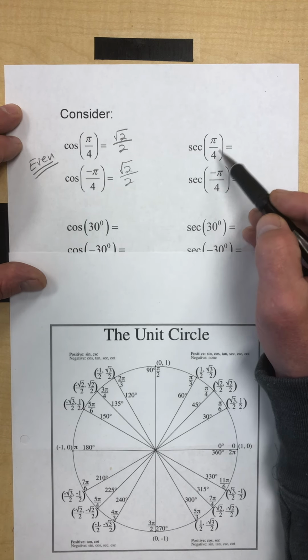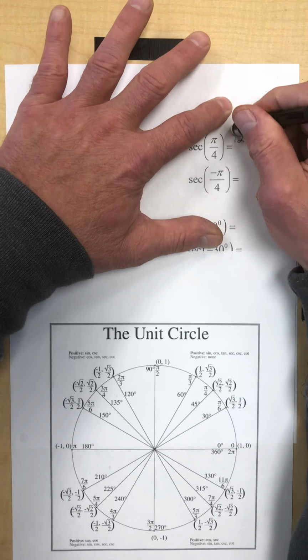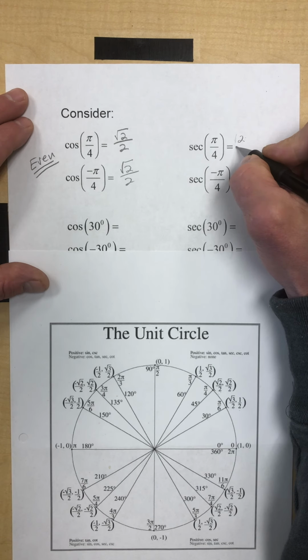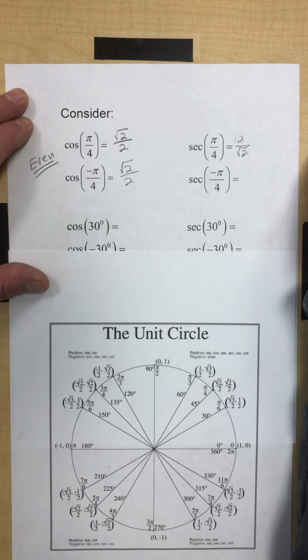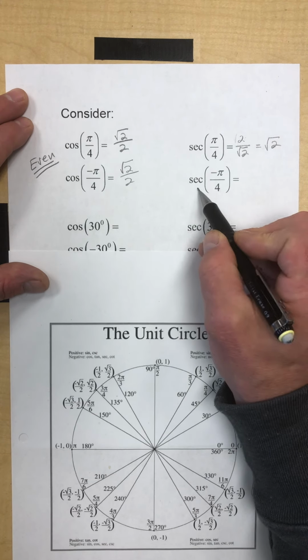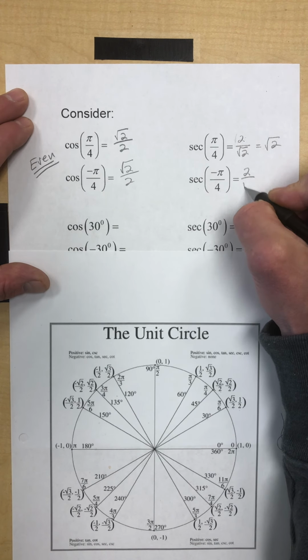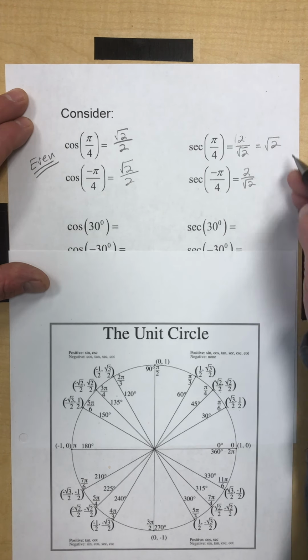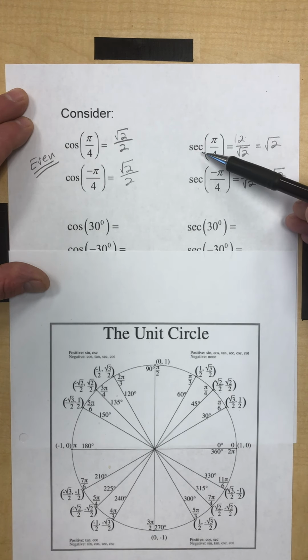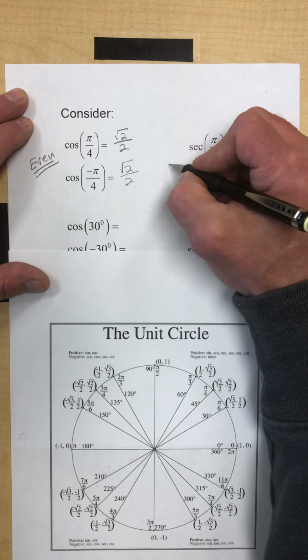So the secant of pi over 4 would just be the reciprocal of this guy. So we get 2 over radical 2, which we know once we rationalize and reduce, we get radical 2. And again, secant of negative pi over 4 would be the reciprocal here. So again, we get 2 over radical 2, and when we rationalize and reduce, we know we're going to get radical 2. So again, the secant of a pair of opposites gives you the same value. So again, even.